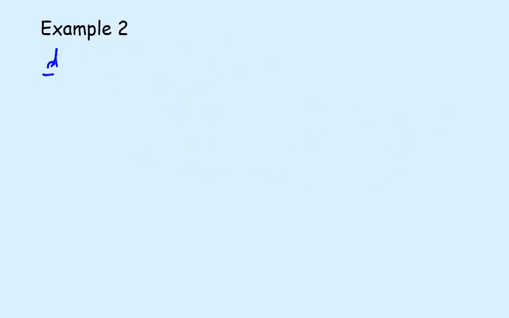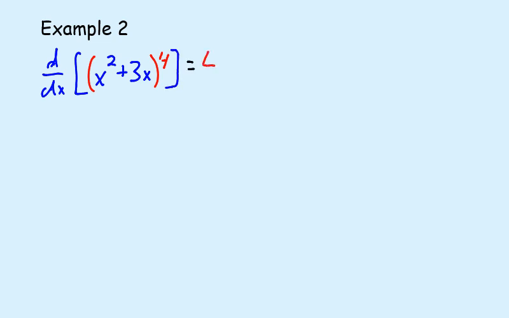Alright, example number 2. This is actually a polynomial. So d/dx of (x squared plus 3x), all of that to the 4th power. Now multiplying this out would be a serious pain, so we're definitely not going to do that. This is the type of problem where the chain rule really comes in handy.